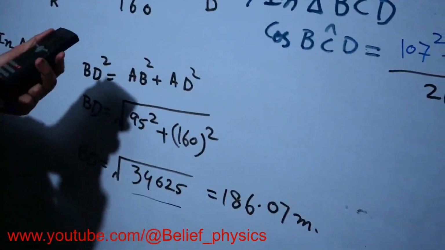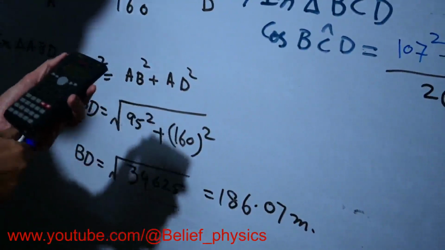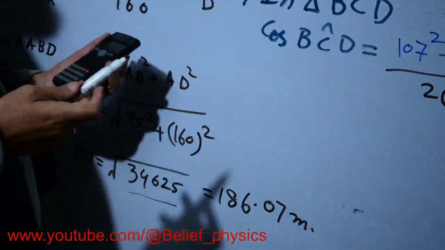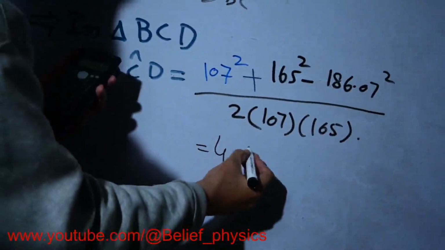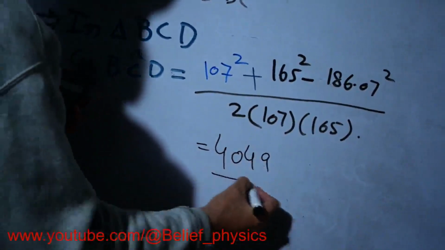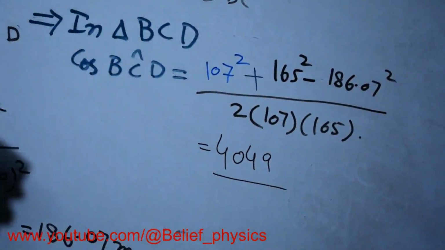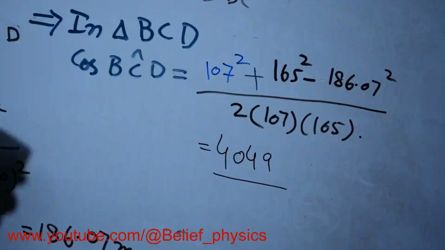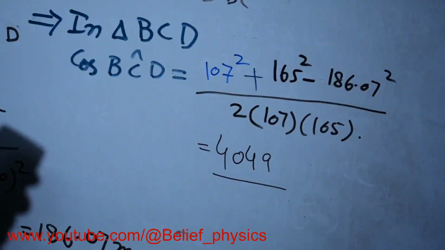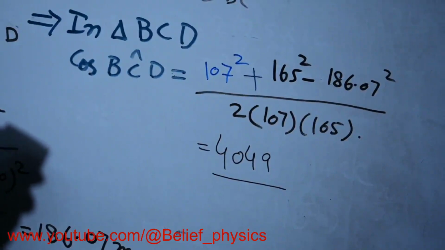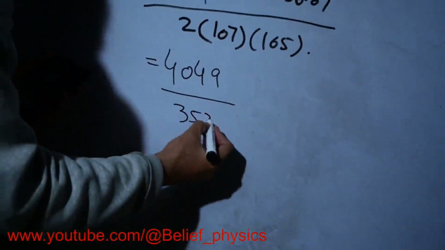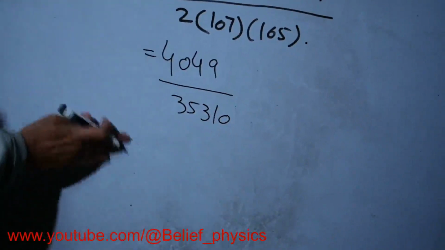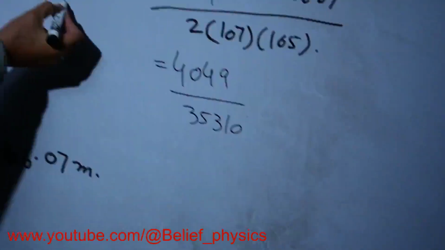34625 is equal to what? Equal to 4049 divided by 2 into 107 into 165. So this comes out to be 35310. Thus we have to find BCD.